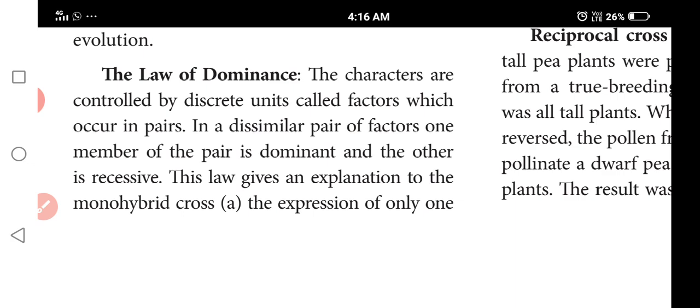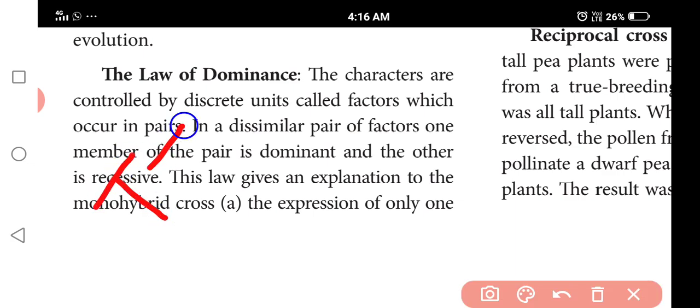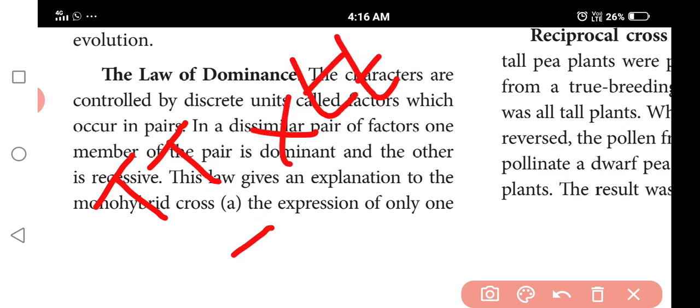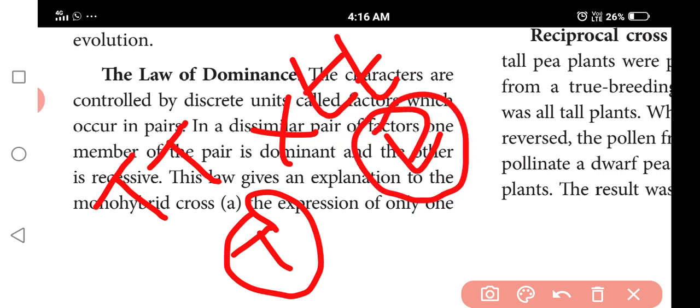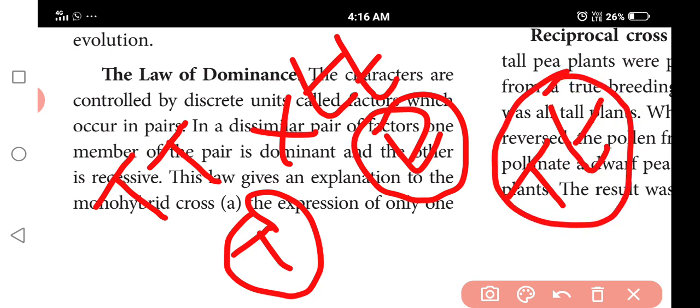For example, tall plants could have the genotype capital T capital T, while dwarf plants have the genotype small t small t. A cross between capital T capital T and small t small t, through the gametes, results in the genotype capital T small t. So all offspring are tall. The factor for tallness dominates over that of dwarfness. Hence all F1 plants are tall. Of course, this is the heterozygous condition.